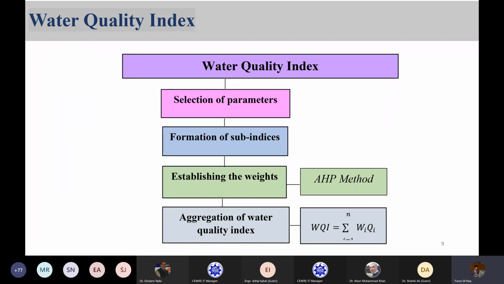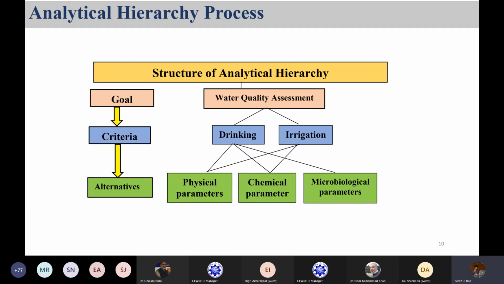Starting with the selection of the parameters, the aim is to select those parameters which have the highest influence on the water. Second is the transformation of sub-indices to a common scale, since the values have their own different units. Third is establishing the weights. Here we utilized the AHP method. After that is the index aggregation. AHP is the main core of the study.